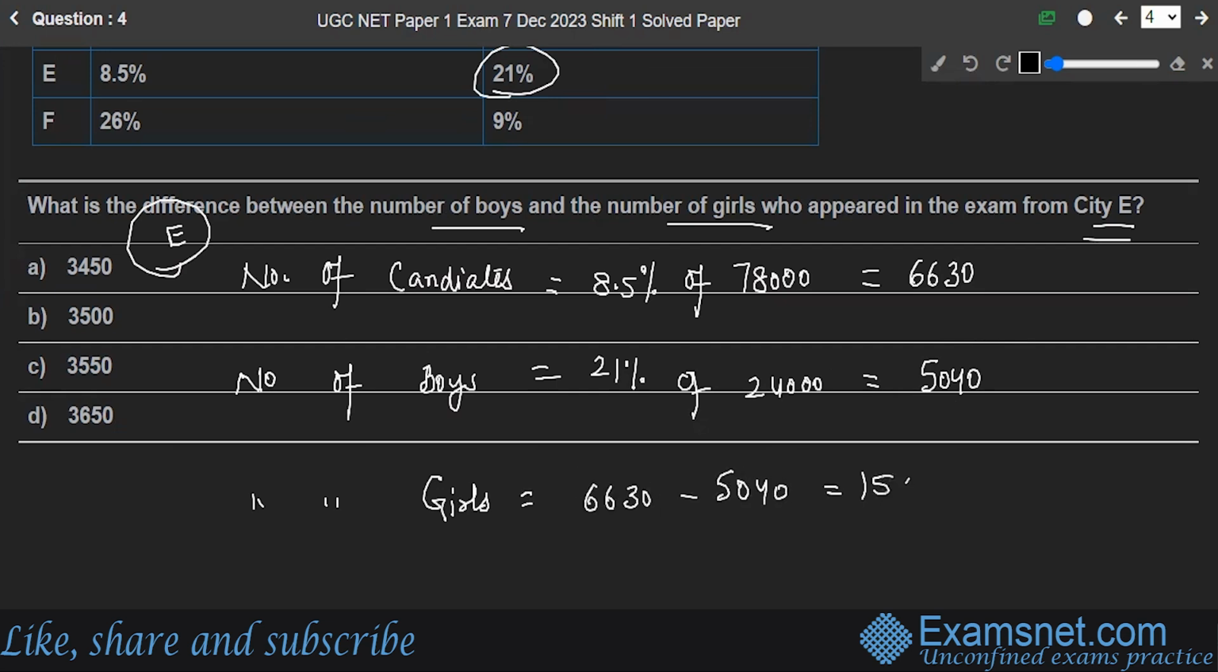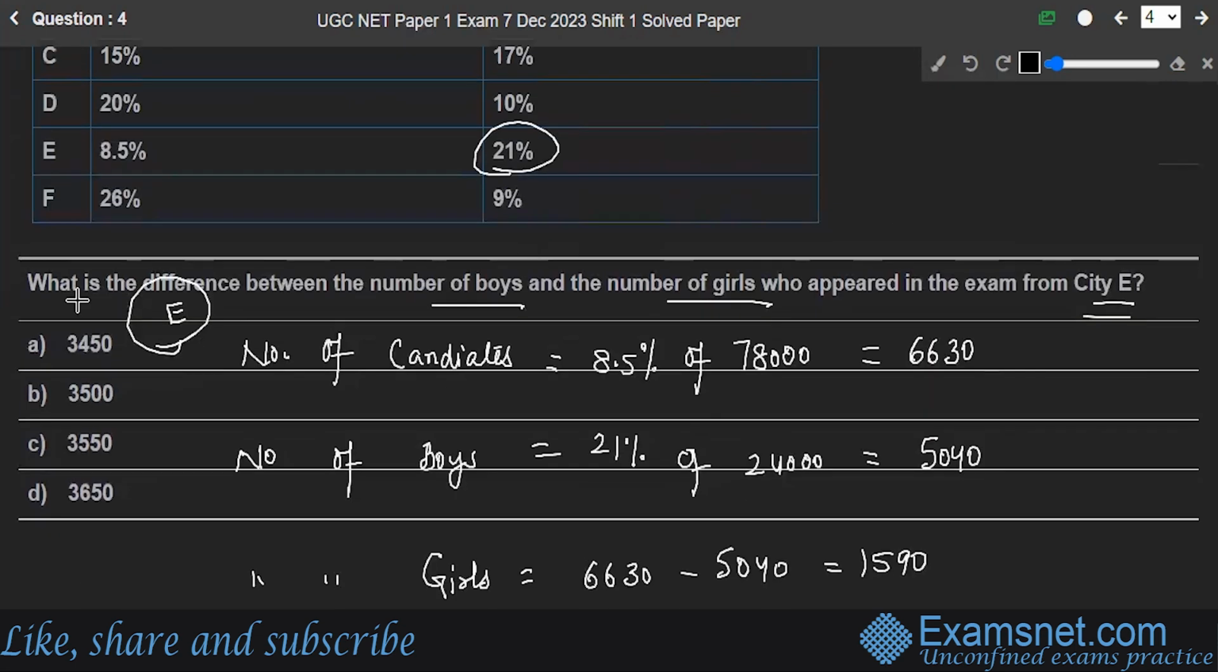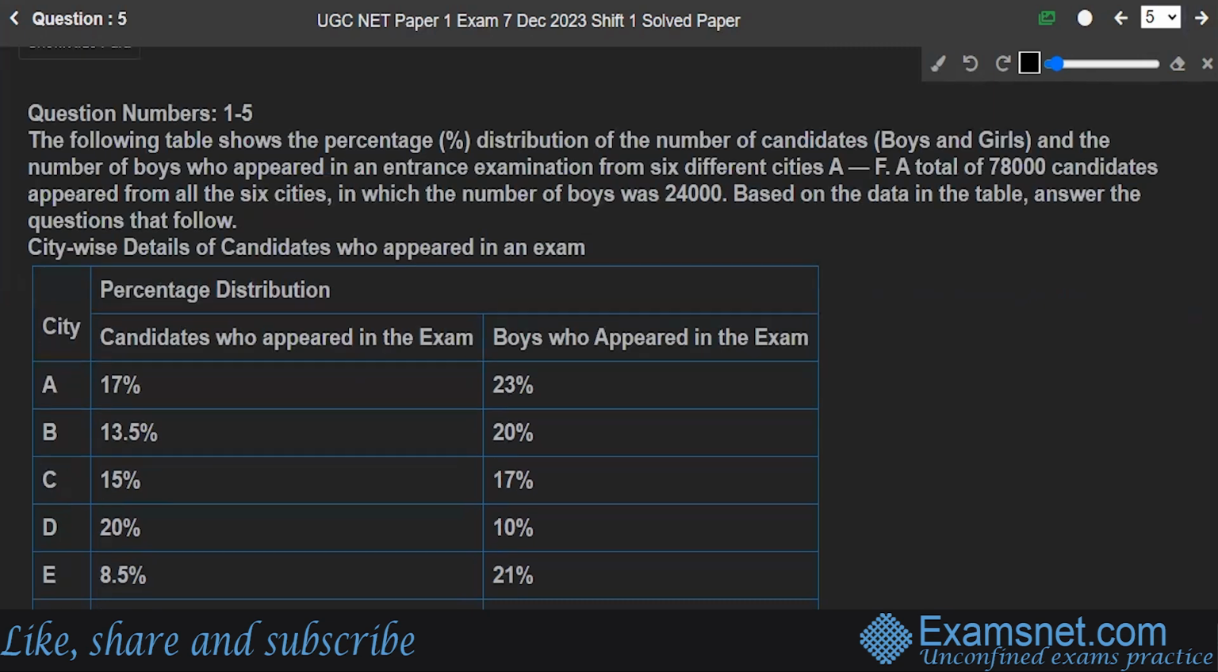That gives you 1590. So the required difference between the number of boys and the number of girls is equal to 5040 minus 1590. That gives you 3450. So this is the answer to the question, 3450. Option A is the right answer. Hope you got that. Let's move to the next question, number 5.